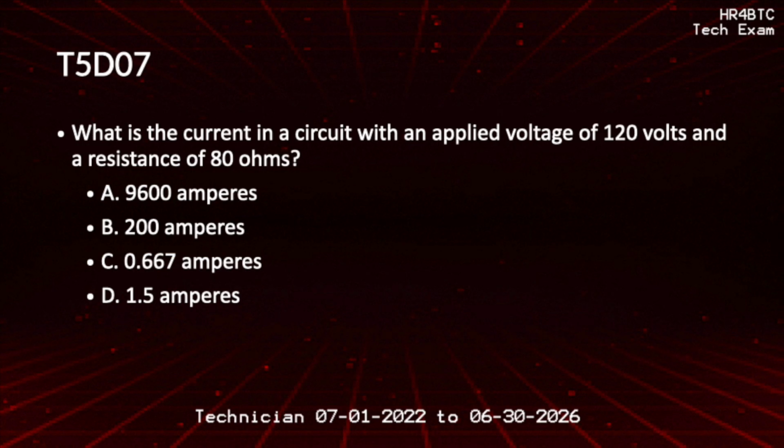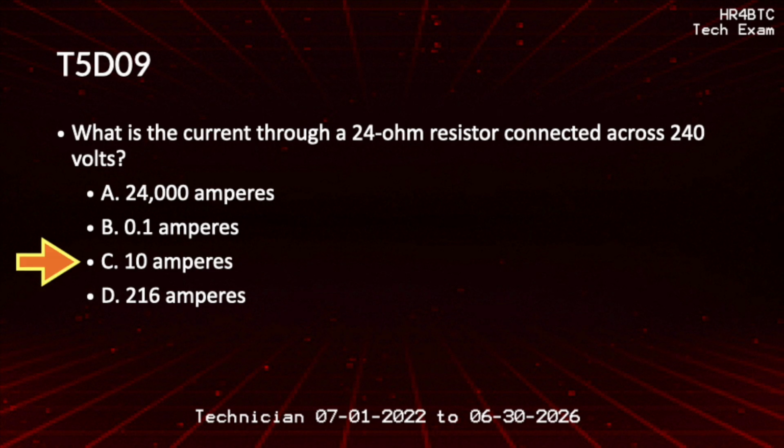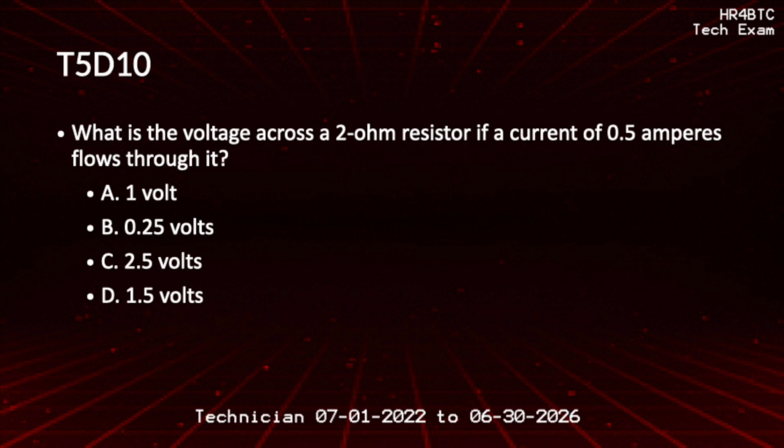80 ohms? 1.5 amperes. What is the current through a 100 ohm resistor connected across 200 volts? 2 amperes. What is the current through a 24 ohm resistor connected across 240 volts? 10 amperes. What is the voltage across a 2 ohm resistor if a current of 0.5 amperes flows through it? 1 volt.